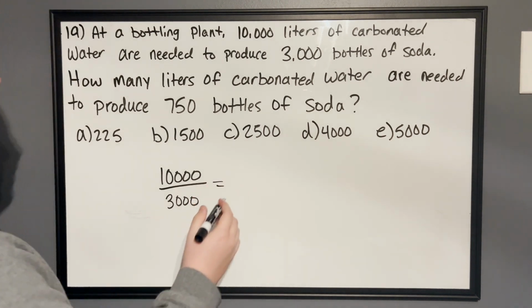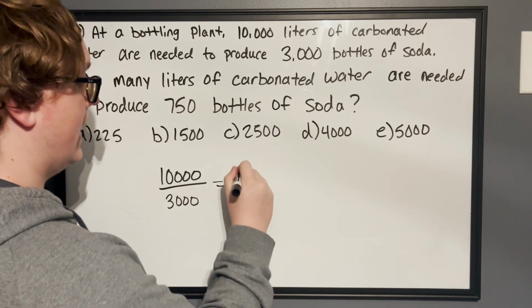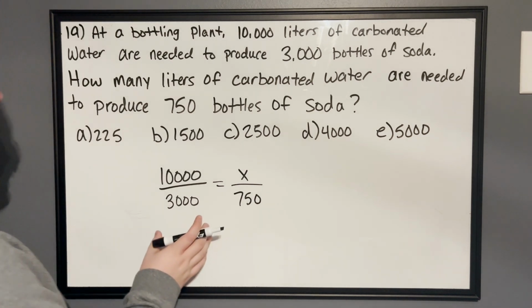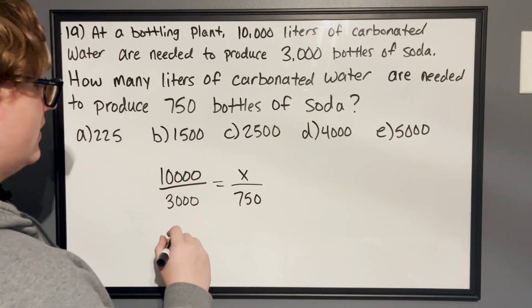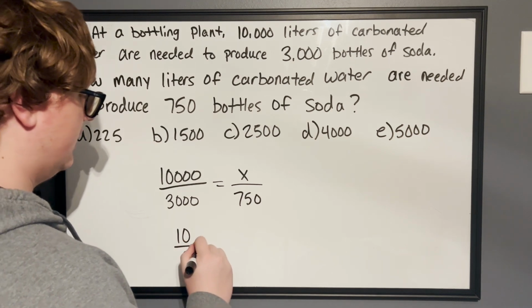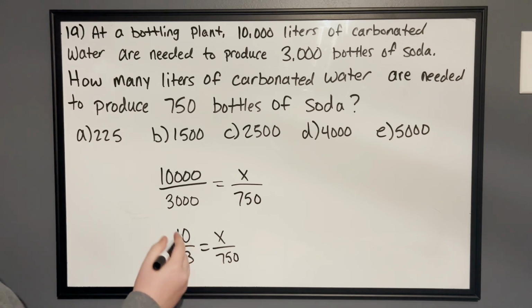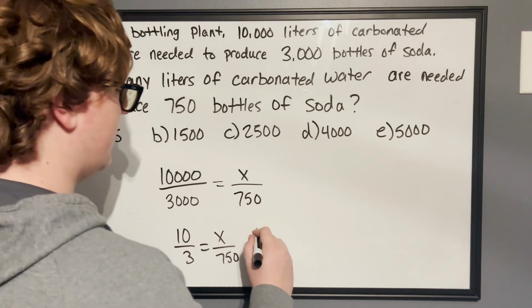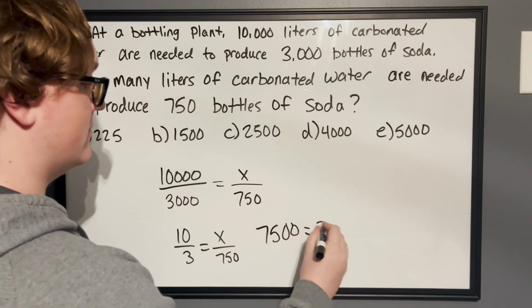So we want that to be equal to the proportion between 750 bottles of soda on the bottom and X liters of carbonated water. So we can do this by cross multiplying. So first what I want to do is simplify these. So 10,000 over 3,000 can be simplified to 10 thirds. And this is equal to X over 750. So now when we solve these, we just cross multiply. So 10 times 750 is 7,500, which is equal to the product of 3 and x, so 3 times x.